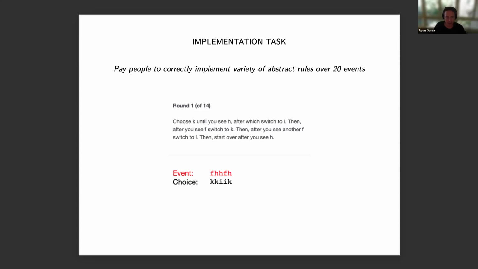So in this example, I've given the subject the rule: choose K until you see H, after which switch to I, then after you see F, switch to K, then after you see another F, switch to I, then start over after you see H. And if the subjects properly follow this rule by typing the unique sequence of 20 letters in response to the 20 events I show them on the screen one at a time, I'm going to pay them some money, and otherwise I'll pay them nothing. Okay, so that's the implementation test.